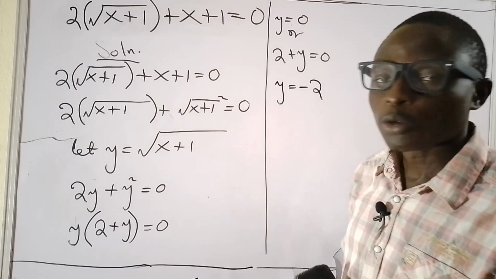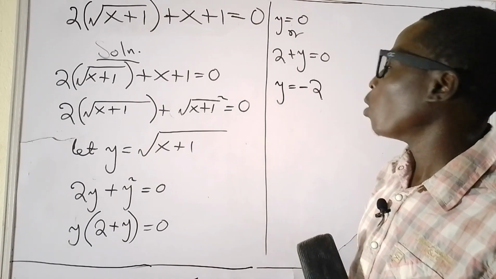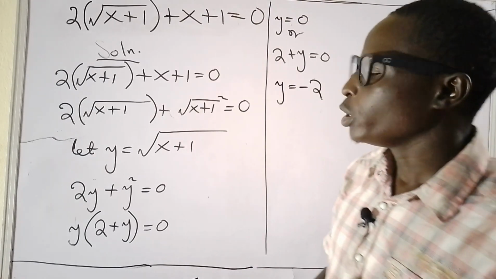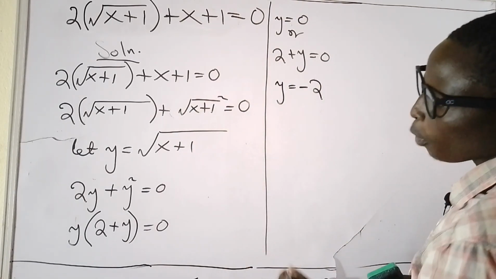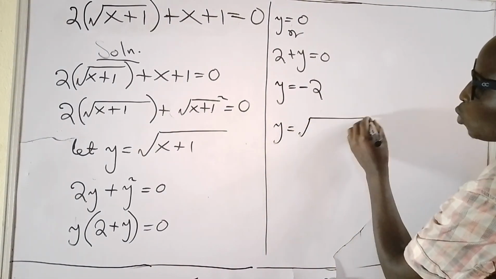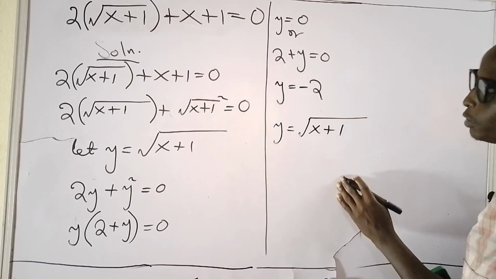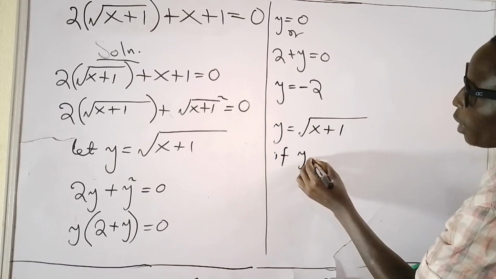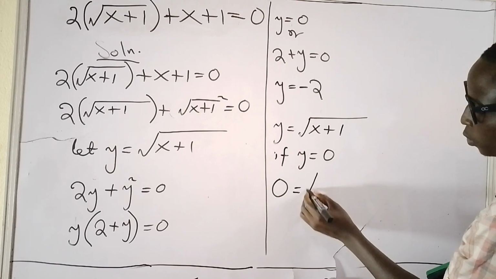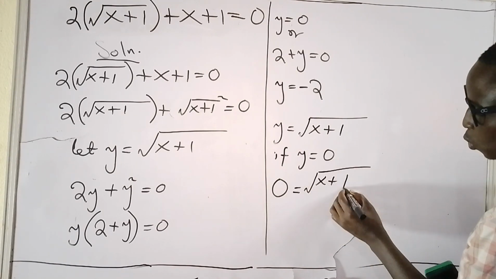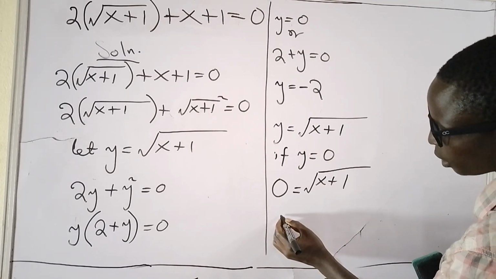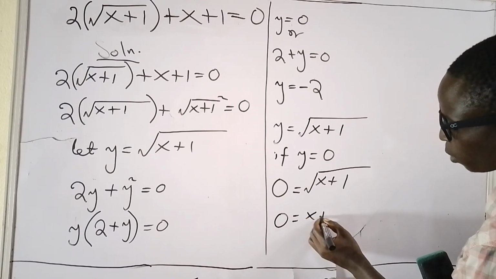But remember, we were asked to find the values or value of x and not y. I introduced y in order to ease the solution. So now at this point, I let y be equal to the square root of x plus 1. And if that is the case, then we said if y is equal to 0, that means 0 will now be equal to the square root of x plus 1. That means 0 squared is 0. By squaring both sides, I'll have 0 is now equal to x plus 1.